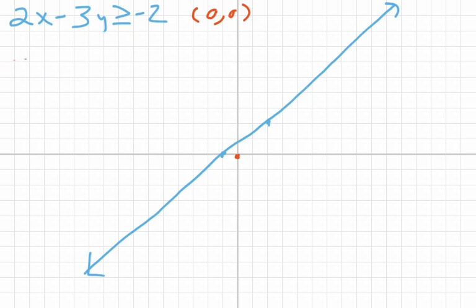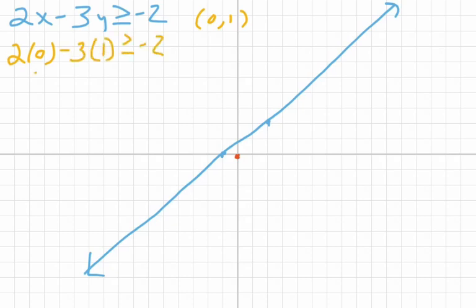All right, next point that we're going to check is the point 0, 1. And so this time we're going to plug in 0 for the x and 1 for the y. And we end up with -3 is greater than or equal to -2. So you can kind of picture like -3 would be here, -2 would be here on the x-axis there. And that is a false statement. So the point 0, 1 does not work. And again, pause the video here if you need to write that down.